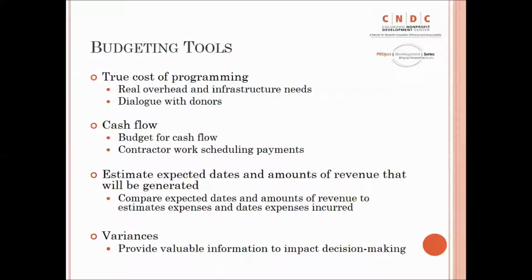Another thing to think about is your cash flow. Map out when you know you're going to get your funds in from committed sources, even anticipated sources, and then plot your expenses against that. Just one example I gave was you can work with any contractors you have to schedule those payments based on when you know that revenue is either going to be coming in or you know for sure will be in. And that's just one example of how you can help manage your expenses going out.